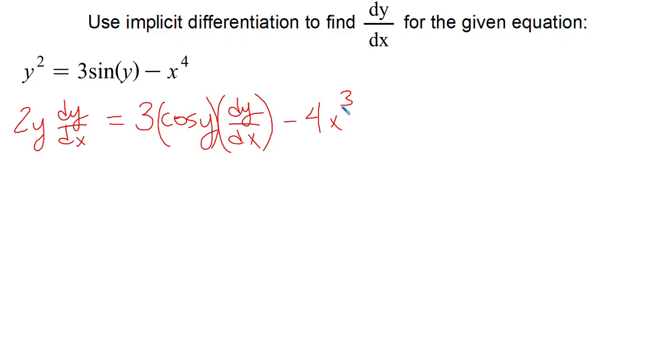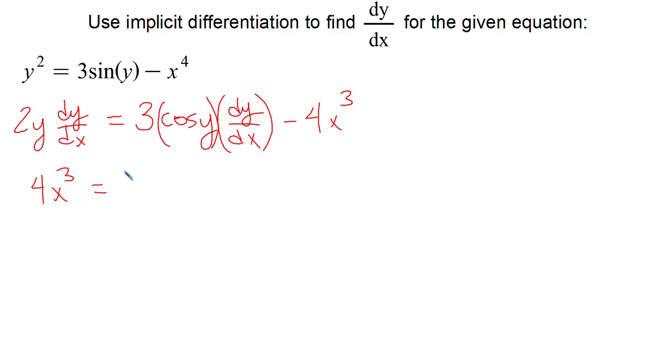Now we can just gather everything to one side. It doesn't really matter which side you bring everything to. I tend to try and move things around so that I have positive terms. So what I'm going to do is bring the 4x cubed to the left-hand side by adding that negative 4x cubed over.